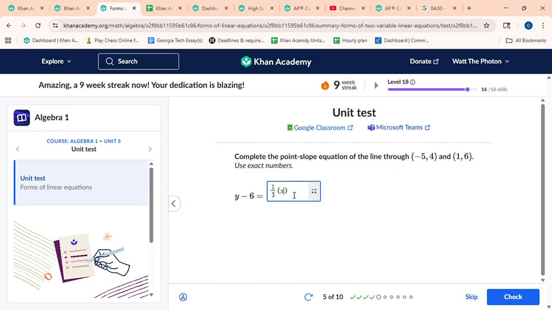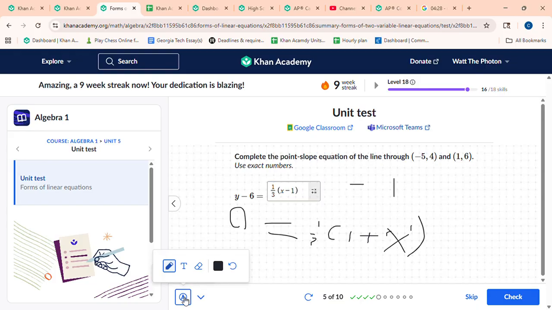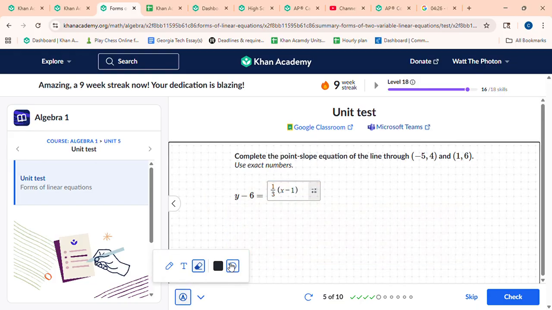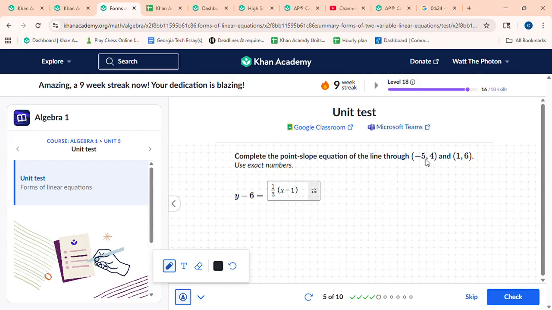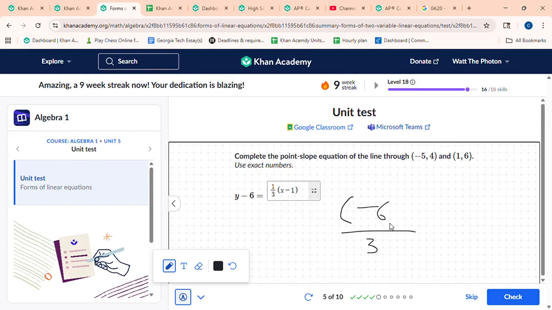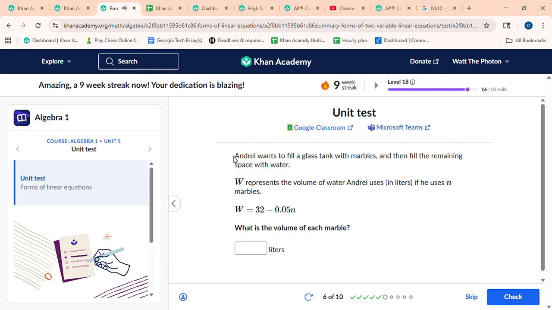X minus 1. Okay, well, let's double check it with the other formula. If we have negative 6 over 3, which gets us negative 2, is equal to 4 minus 6. So we get negative 2 equals negative 2, which is correct.